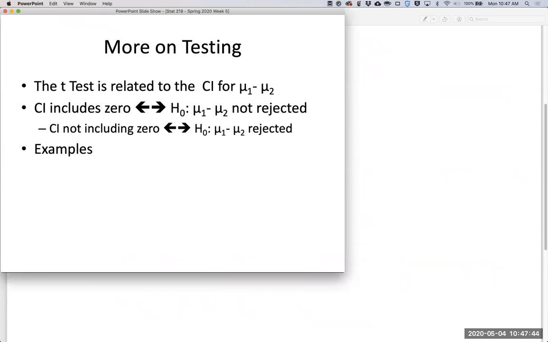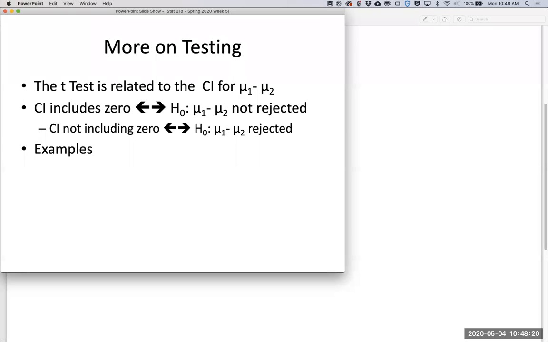Okay, so the t-test and the confidence interval for the difference of two population means are actually related. They both are ways of comparing mu1 and mu2. And I'm going to say if the confidence interval, the list of plausible values for mu1 minus mu2, has 0 inside it, we cannot reject the null hypothesis of equality of the two population means. Mu1 minus mu2 might actually equal 0.